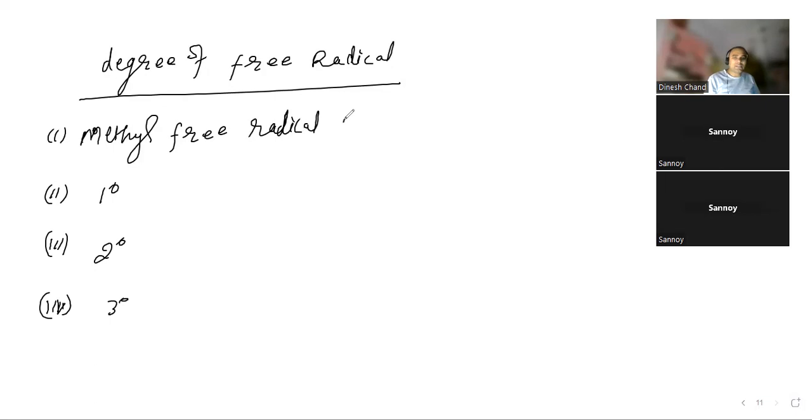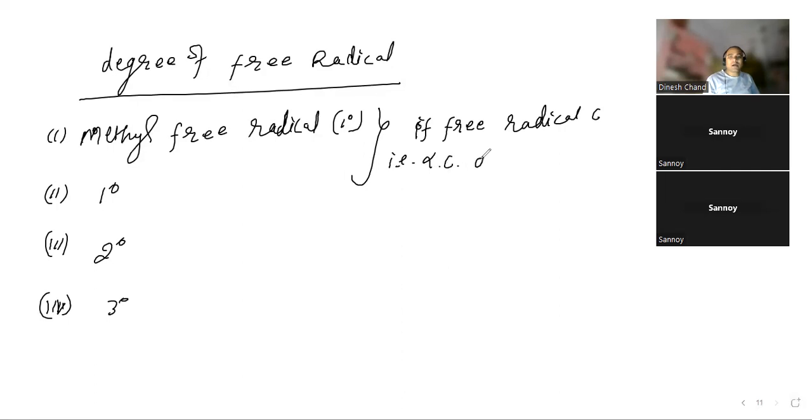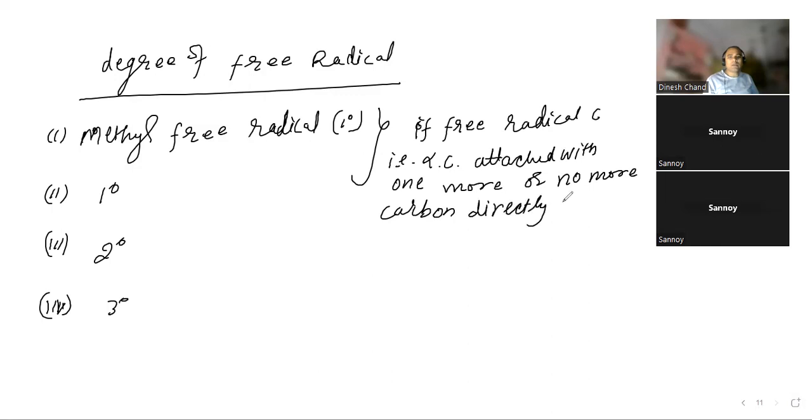What is this one? This is also an example of 1 degree only. If the free radical carbon, that is the alpha carbon, is attached with one more carbon, or no more carbon directly, it is called a 1 degree free radical.